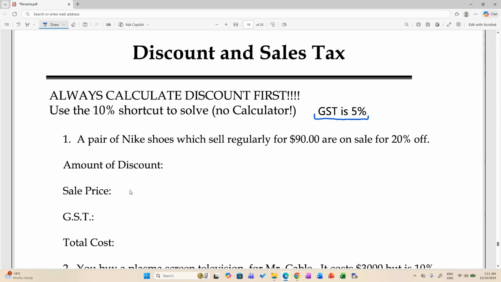And the sales price, you must multiply it by GST, and GST is 5%. So then you find 5% of the sales price. That will be your GST. And for total cost, you simply add your sales price along with your GST.